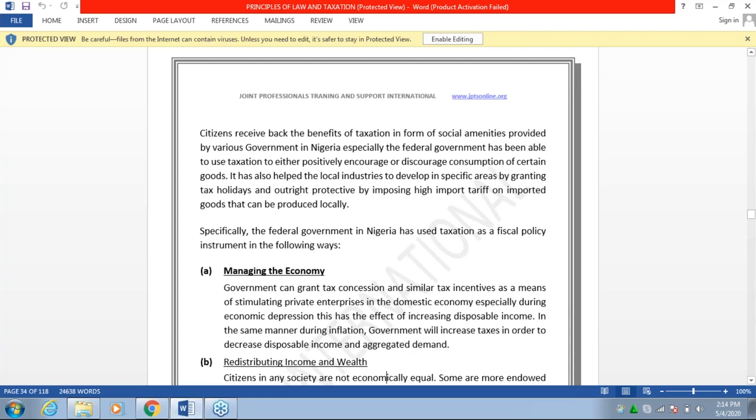How is that possible? Yes, the government can grant tax concessions and similar tax incentives as a means of stimulating private enterprises in the domestic economy, that is, in our local economy, especially during economic depression, which has the effect of increasing disposable income. In the same manner, during inflation, government will increase the tax in order to decrease the disposable income and aggregate demand.